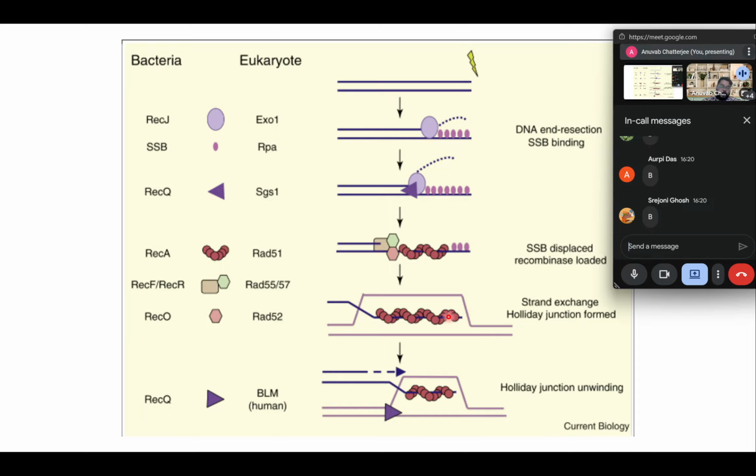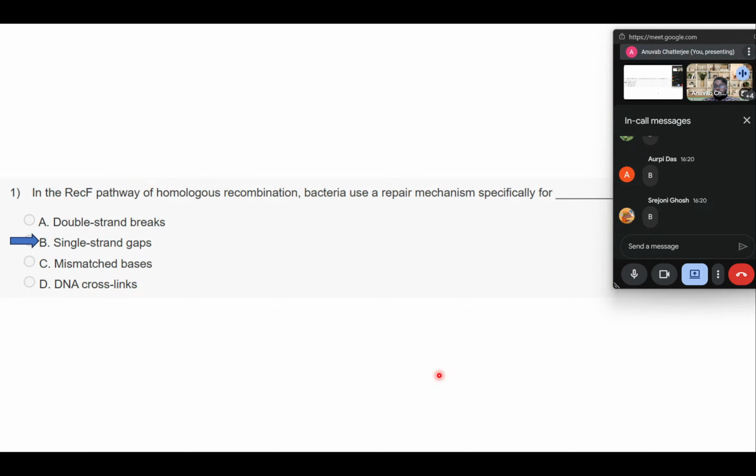But essentially, what you have to keep in mind is that there is a holiday junction that forms, and the other chromosome acts as a template in this and helps in the repair of the break that occurred, the single-stranded gap that occurred in the first broken strand. And that is why it is called homology repair, because you are using a template to repair the damage. So in the RecF pathway of homologous recombination, bacteria use a repair mechanism specifically for single-stranded gaps. Any questions?